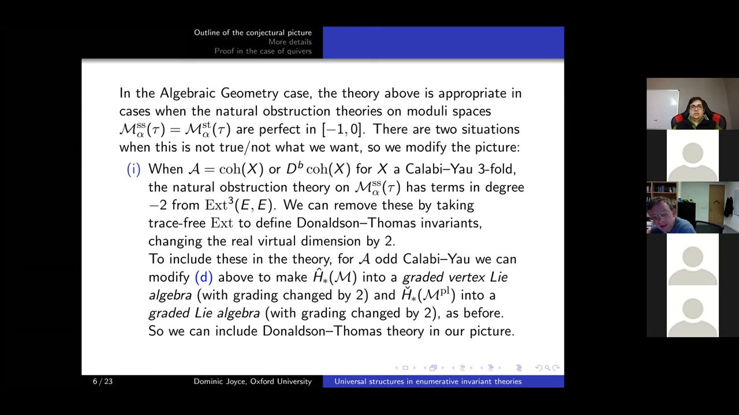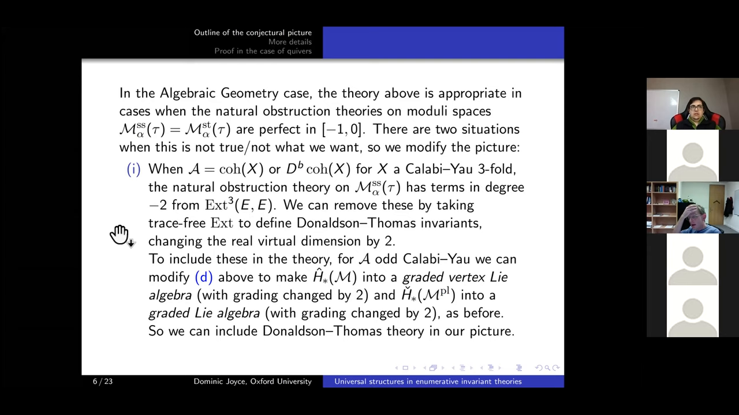One of these is the odd Calabi-Yau case. So if A is coherent sheaves or the derived category on a Calabi-Yau threefold, then the natural obstruction theory on your moduli spaces is not perfect in [-1, 0]. It has terms in degree minus two coming from the Ext^3 groups. In Donaldson-Thomas theory, you remove these by taking the trace-free Ext to define the Donaldson-Thomas invariants. Throwing away these Ext^3 groups, which are basically copies of C for stable objects, changes the real virtual dimension by two.